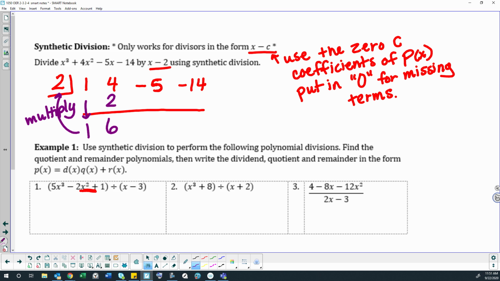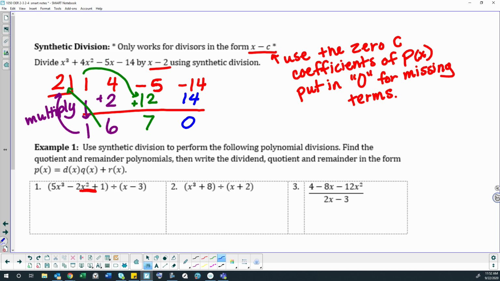4 plus 2 is 6. We're adding those together. Then you're going to take that and multiply it times 2, which is 12. And then we're going to add those together, and we get 7. And then we multiply 7 times 2, and we get 14. We add those together, and we get 0. So this is our final answer, but without the variable in it.